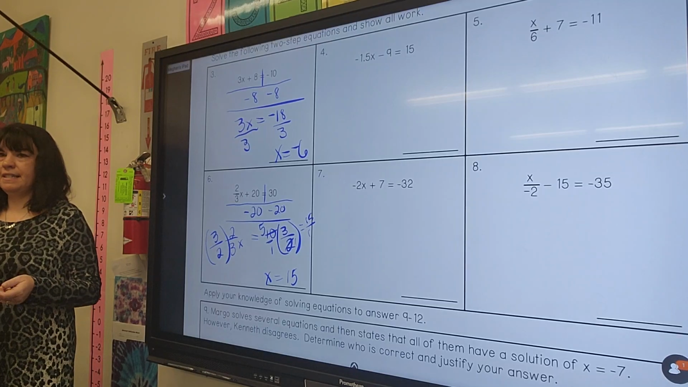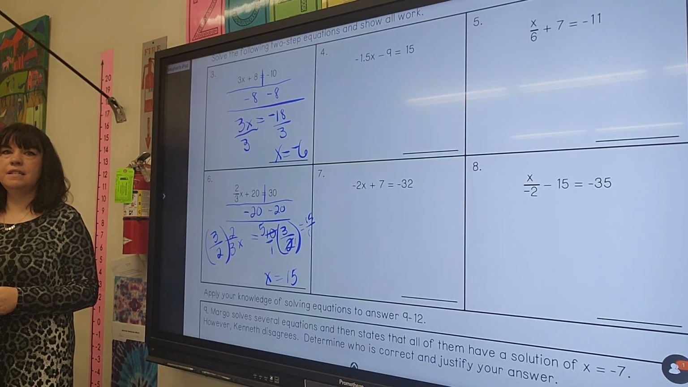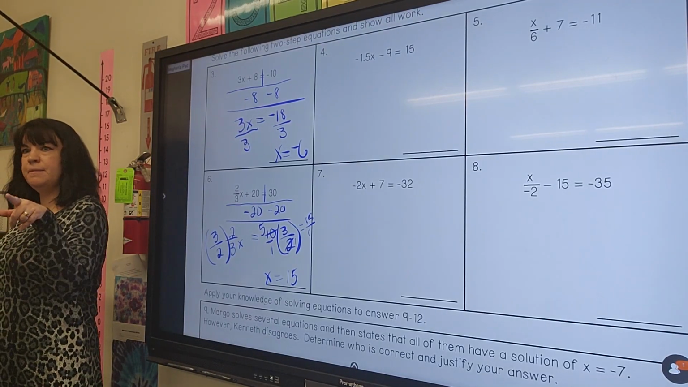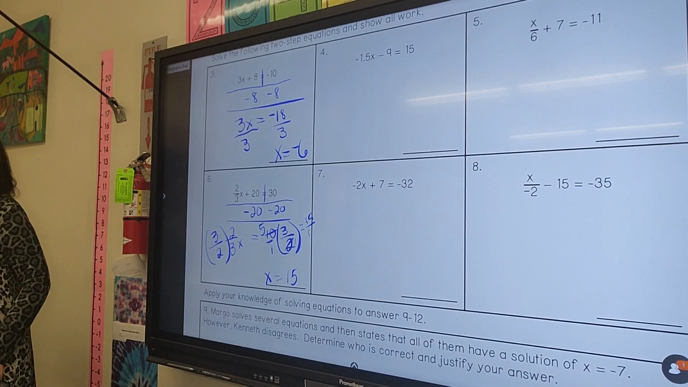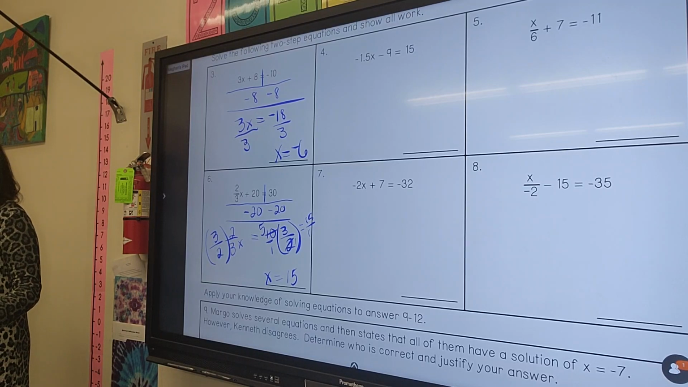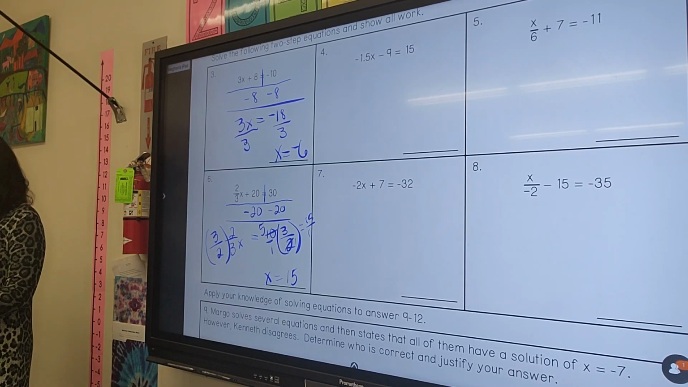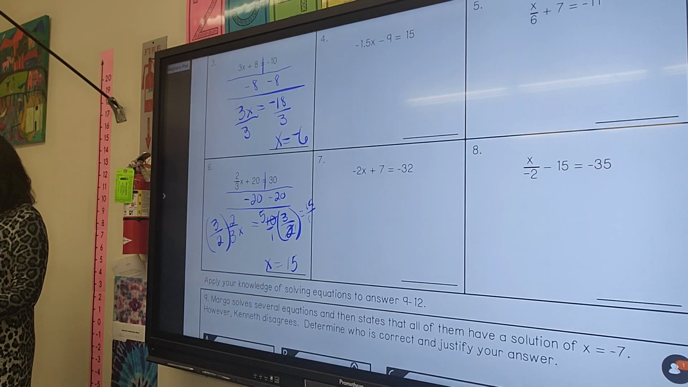What's 2/3 as a decimal? Does anyone know? What's 2/3 as a decimal? 66.6, but I don't know. Jada? 0.6 repeating? Yeah, something like that.